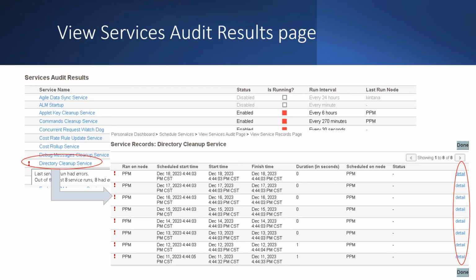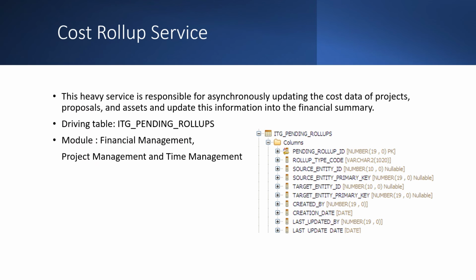Let's take two services as examples to show more details. First, the cost rollup service. It is using the ITG_pending_rollups table as the driving table. This service rolls up the costs of two things. First, forecast and actuals from leaf tasks to root tasks for the work plan.